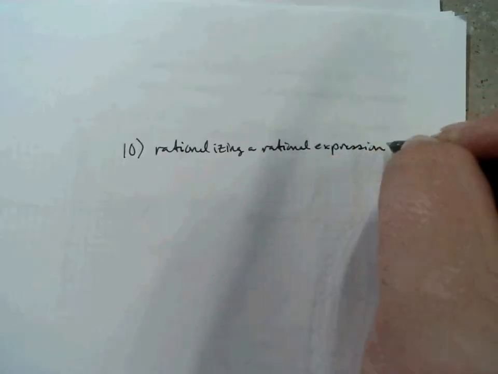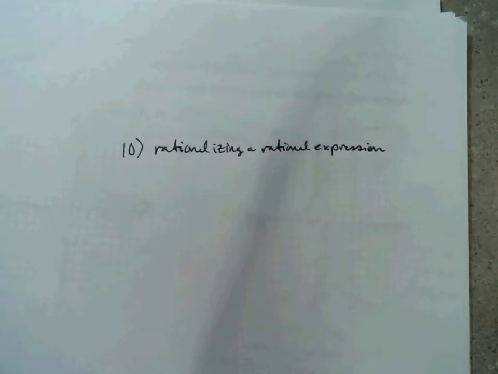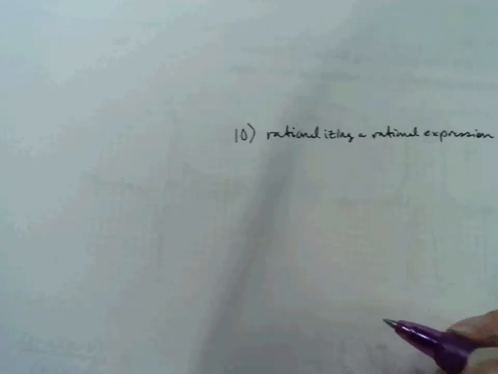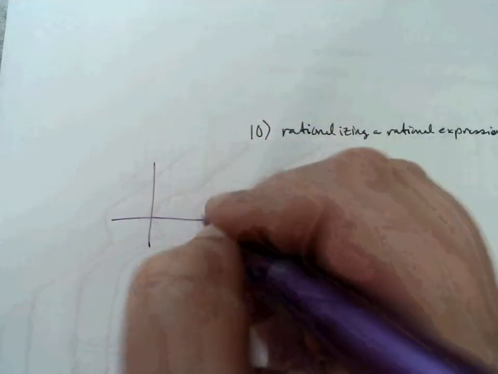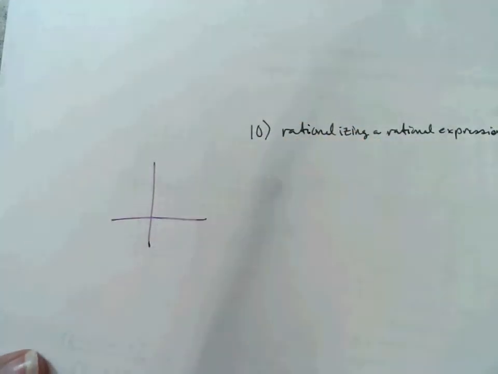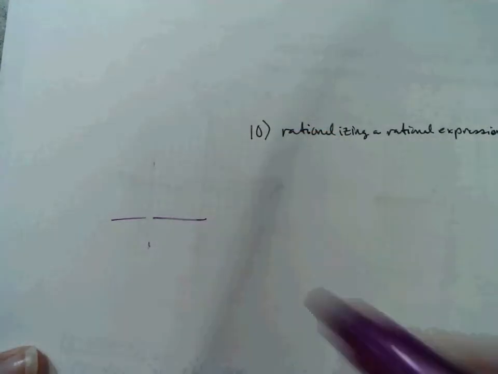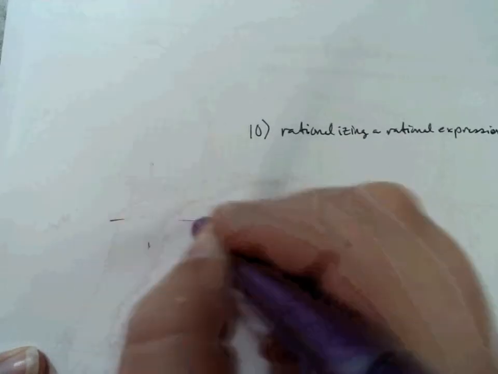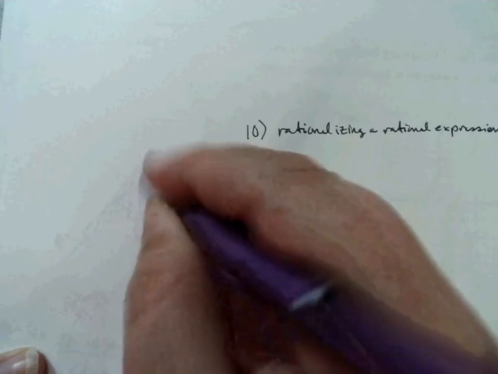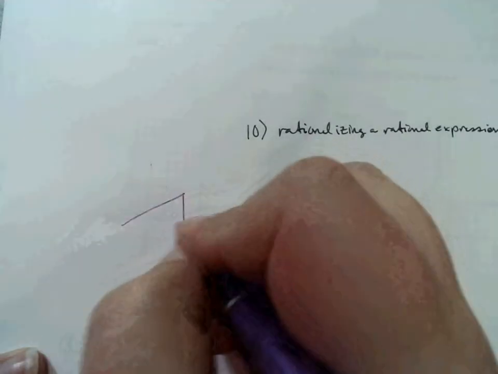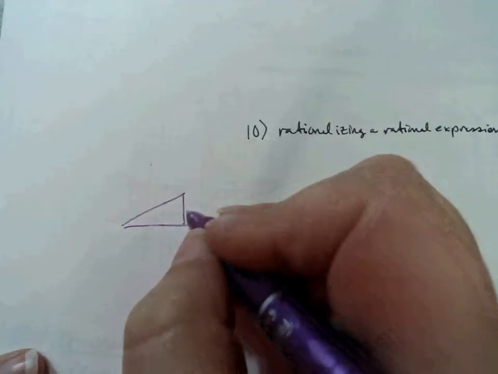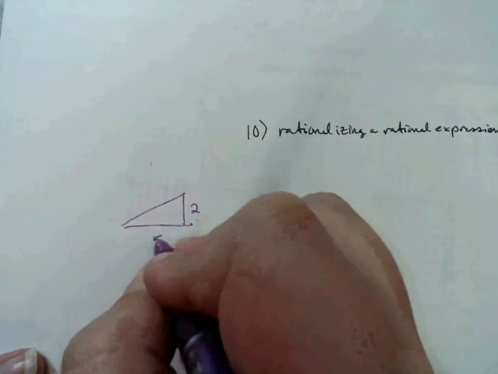Okay. Number 10 is about rationalizing a rational expression. So, if you remember back in the olden days when you were in geometry, you had a right triangle, and you knew that this side was a length of 2 and this side was a length of 5.